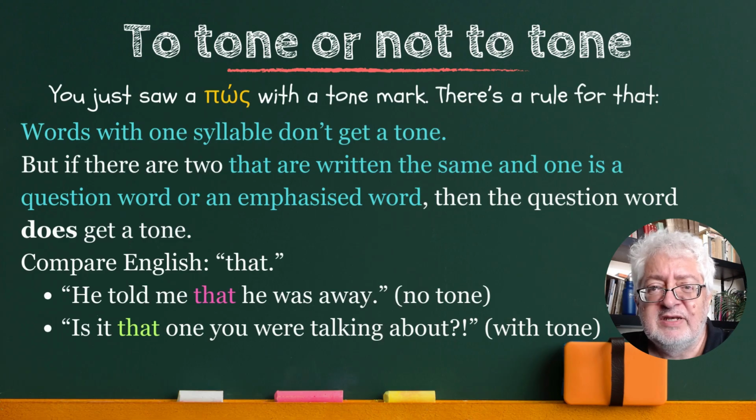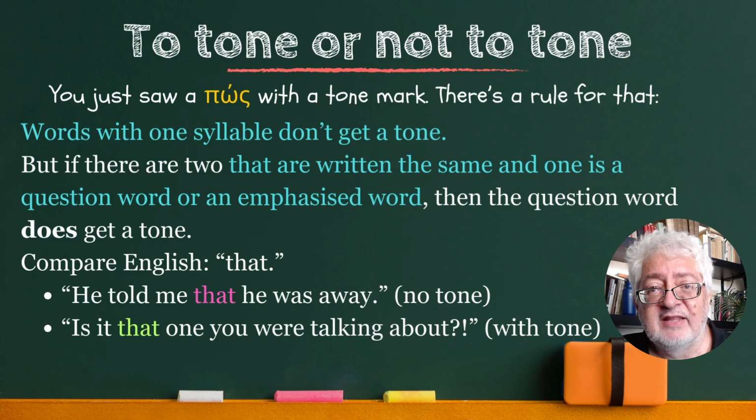And you can do it with many words. He told me how he went hiking, the how, which is now not a question word. It is describing how he went hiking, but I can also use it as a question. How did you go hiking? And then the how is emphasized and stressed. It's a question word now. And this is exactly the same what happens in Greek.